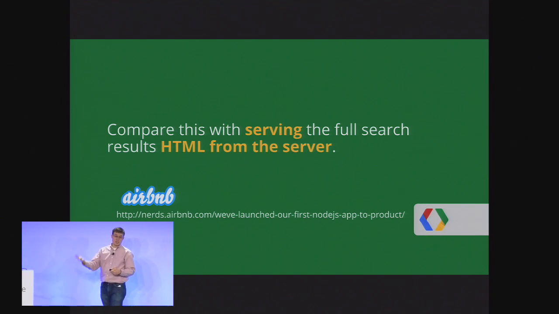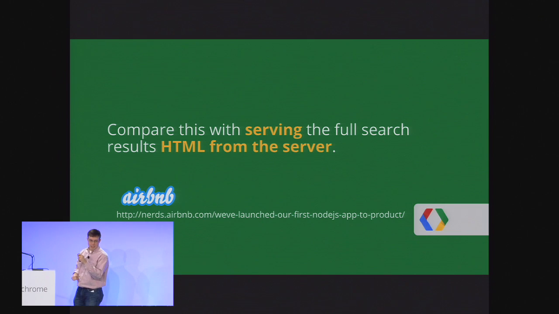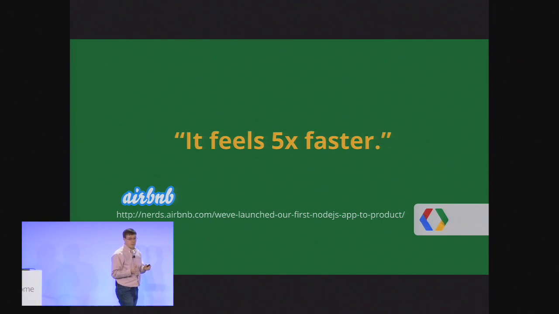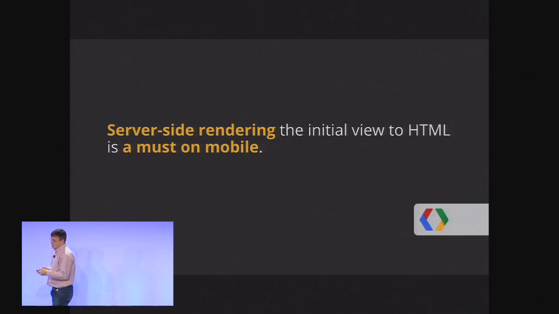So then they switched to server-side rendering, which, by the way, they open sourced the infrastructure they use for this, so it's worth a look at this blog post. When they moved to serving the initial view as HTML generated on the server, it felt 5 times faster. So similar conclusion, right? Twitter, 1/5. Here, Airbnb, 5 times faster, right?